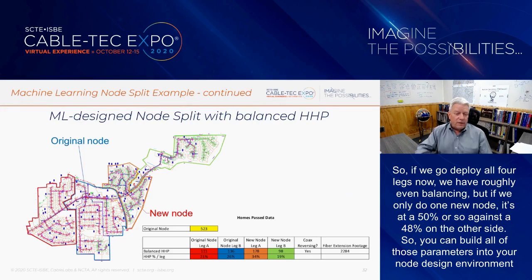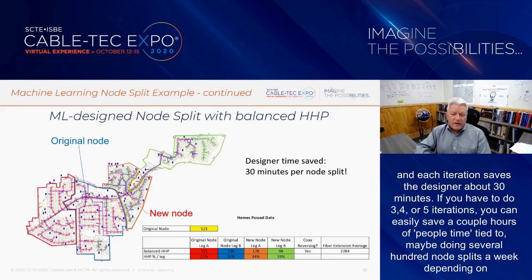So if we go deploy all 4 legs now, we have roughly even balancing. But if we only do one new node, it's at a 50% or so against a 48% on the other side. So you can build all those different parameters into your node design environment, and each iteration saves the designer about 30 minutes. So if you have to do 3 or 4 or 5 iterations, you can easily save a couple of hours of people time tied to maybe doing several hundred node splits a week, depending on the size of your network.